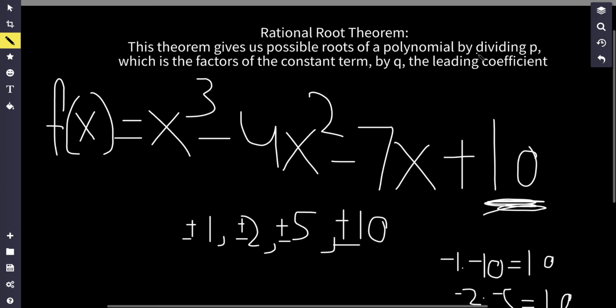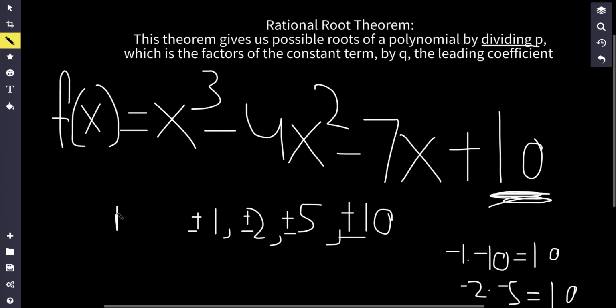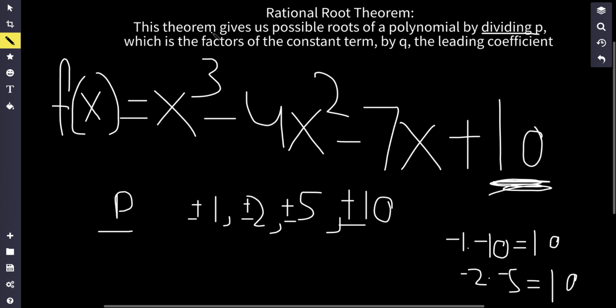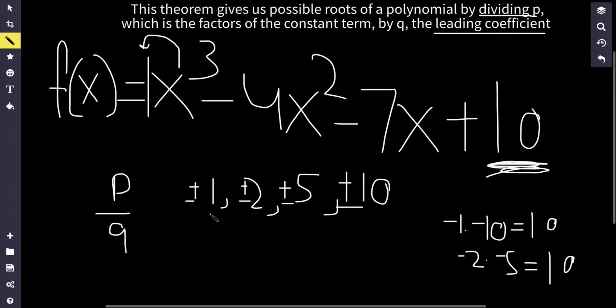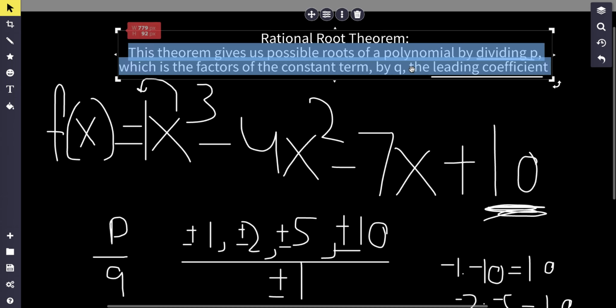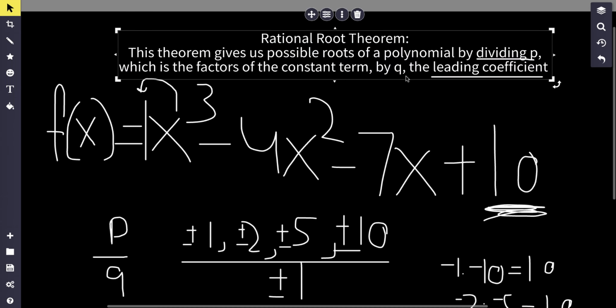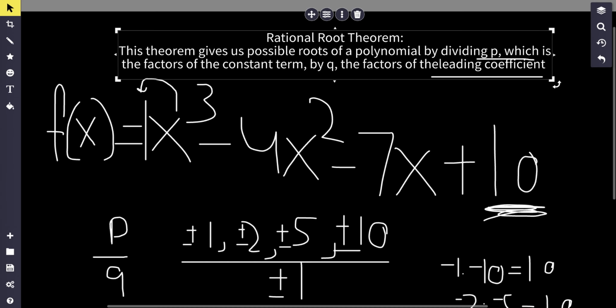Now, what you're going to do is take the factors of the constant term, which is represented as p, and divide it by the factors of the leading coefficient, which is q. For the leading coefficient, you look at the term with the highest power. In this case, x to the third power is my highest power, and I take a look at the coefficient in front of that. In this case, I have 1. So the leading coefficient is 1, and the factors of 1 are plus or minus 1. Sorry, this part I should put by q, the factors of the leading coefficient.